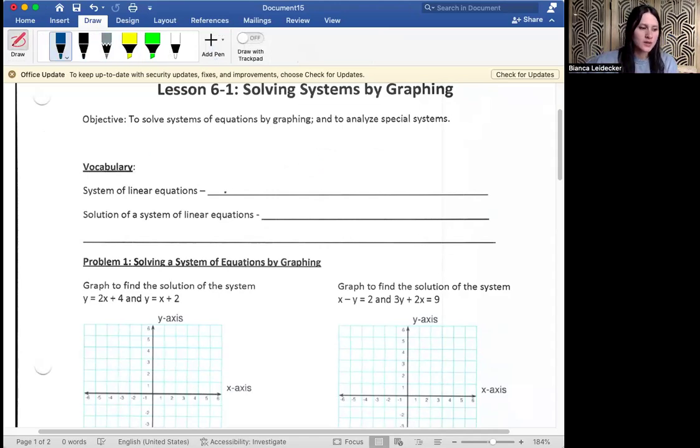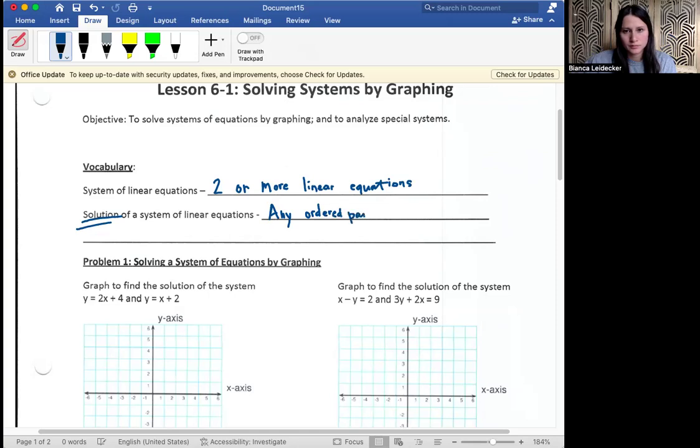A system of linear equations is basically two or more linear equations. A solution of a system of linear equations is any ordered pair that makes all the equations true. So your solutions are any ordered pairs that make all the equations true.